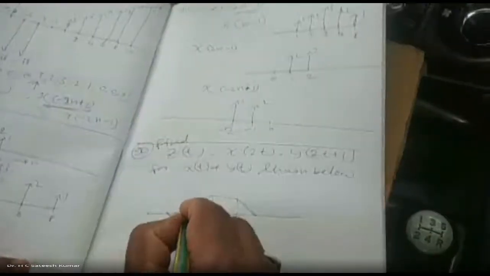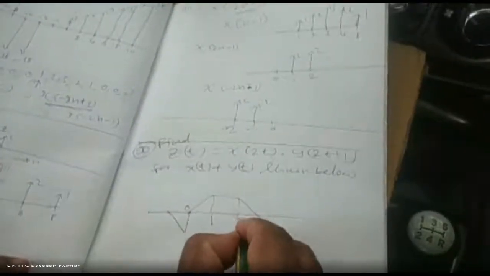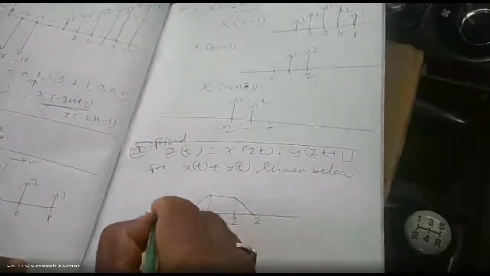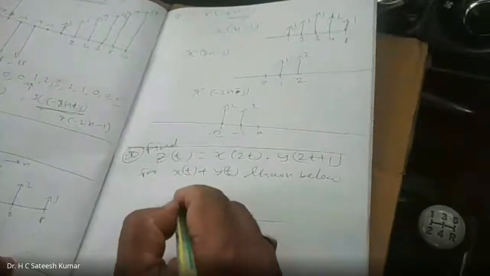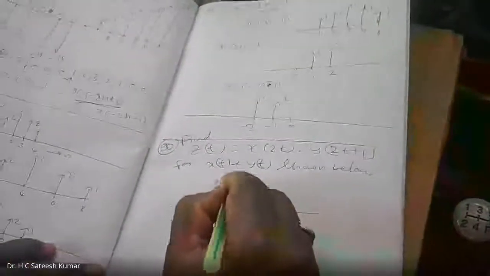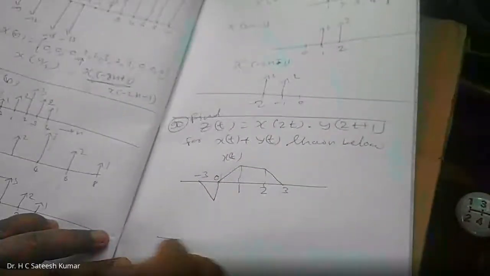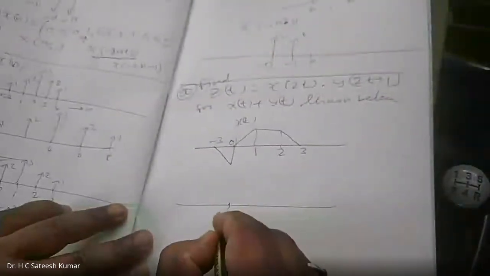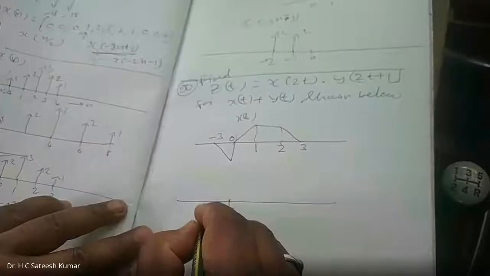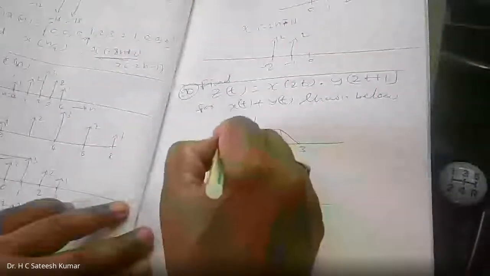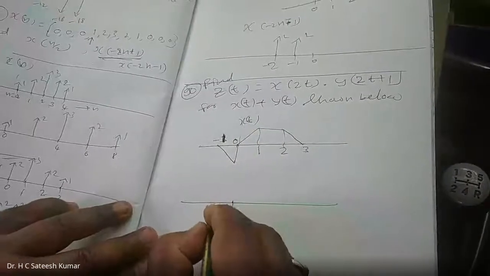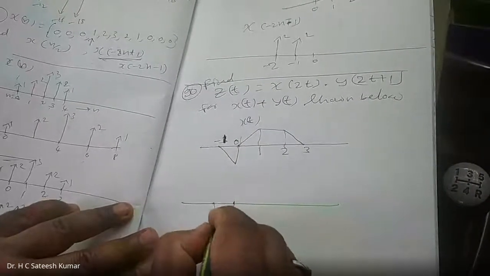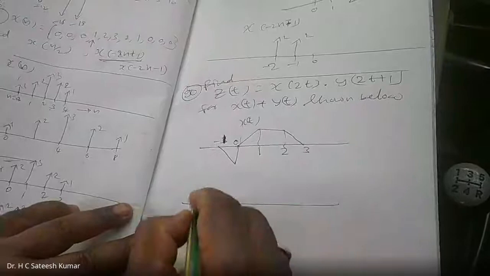So this problem is taken from your prescribed textbook. This kind of problem is repeated around thrice in the examination. So this is your x of t. And next one, this is 0. Sorry, this is minus 1. This is 0, minus 1, minus 2. Minus 2, it starts.